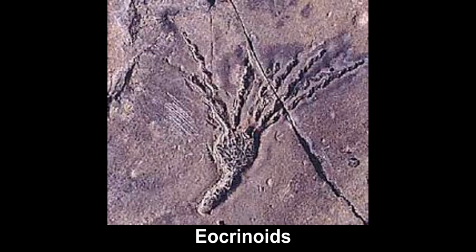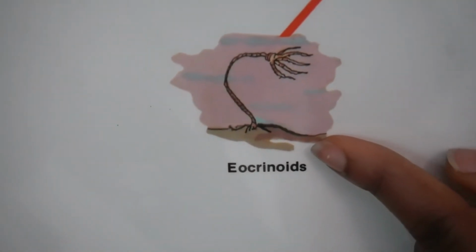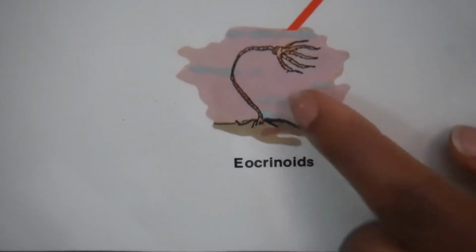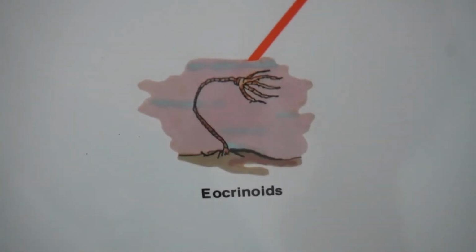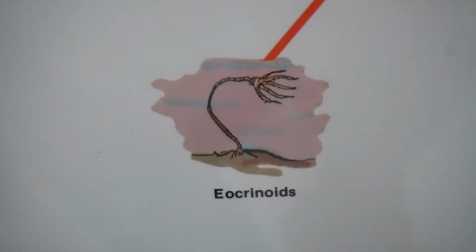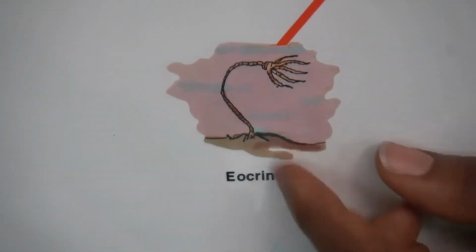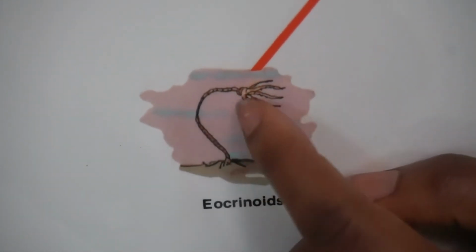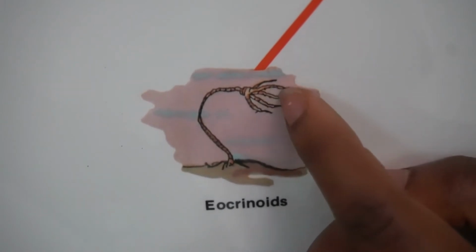Eocrinoids resembled sea lilies and were relatives of cystoids. Each had a long stem which culminated in a cup-shaped calyx and 5 brachioles or arms. So this is the long stem, and then these are the 5 arms that they had.